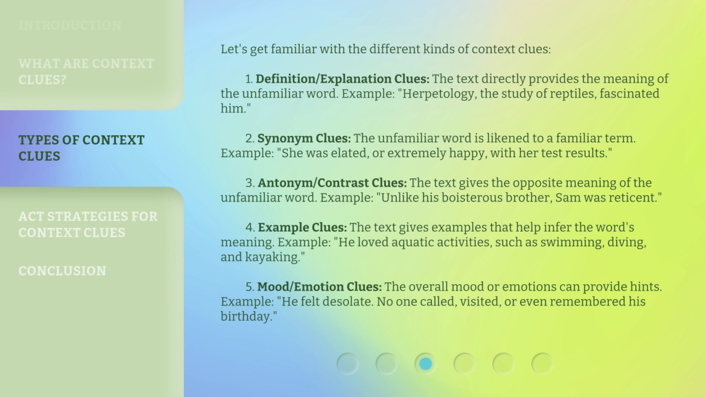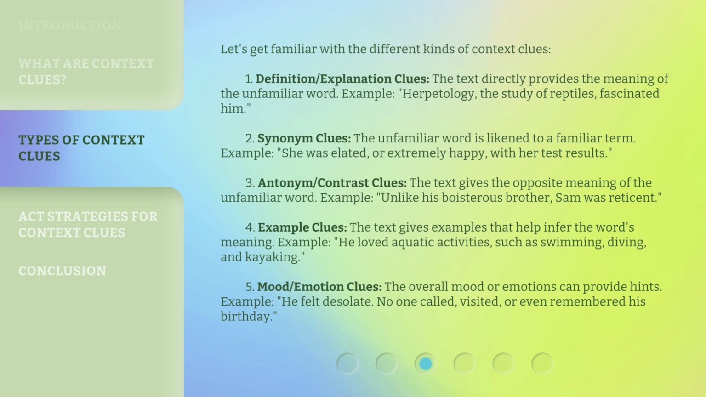1. Definition, explanation clues. The text directly provides the meaning of the unfamiliar word. Example: herpetology, the study of reptiles, fascinated him. 2. Synonym clues. The unfamiliar word is likened to a familiar term. Example: she was elated, or extremely happy, with her test results.